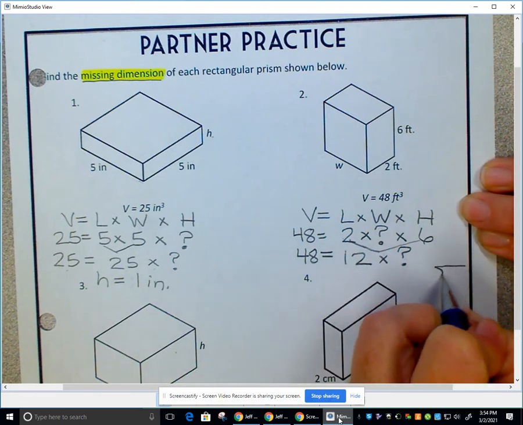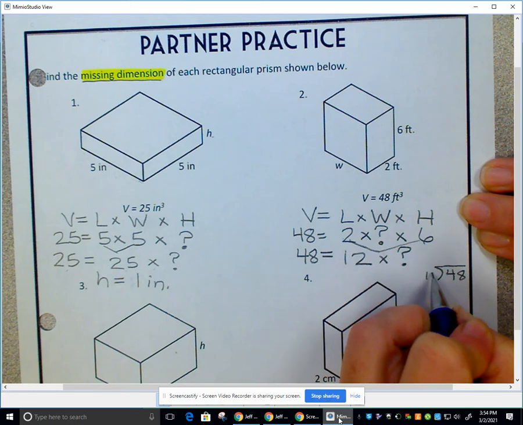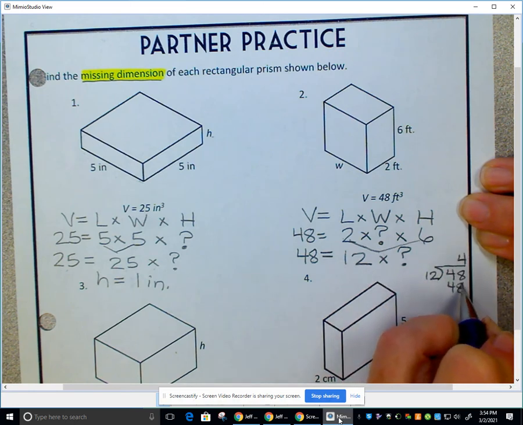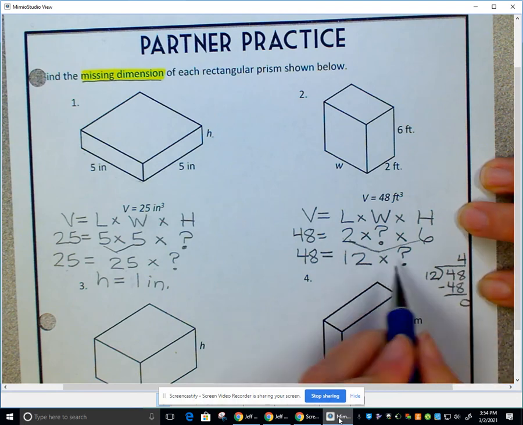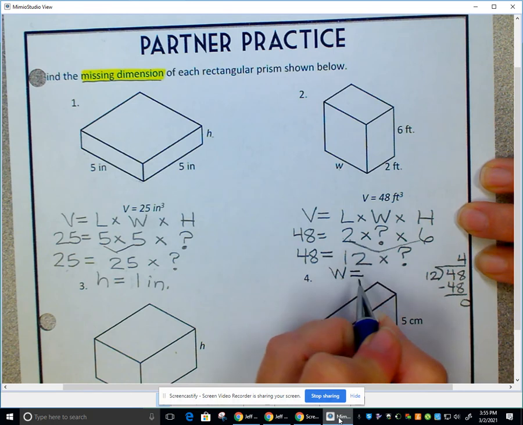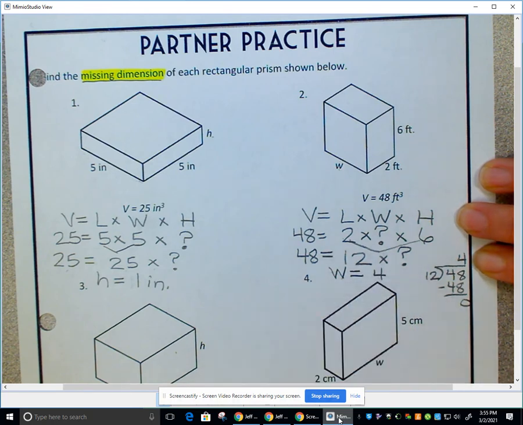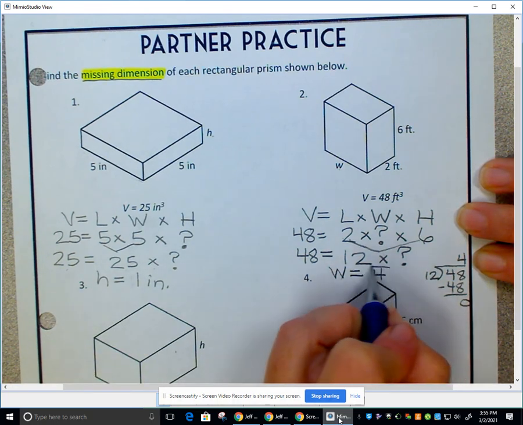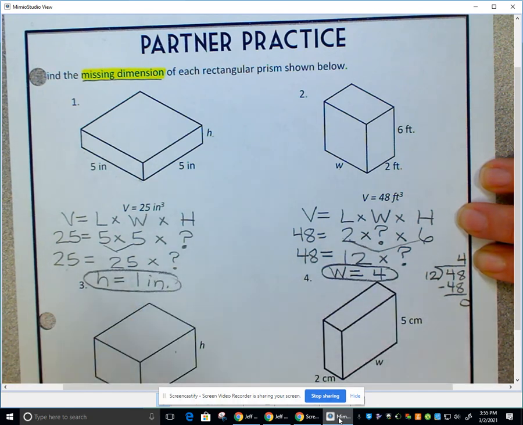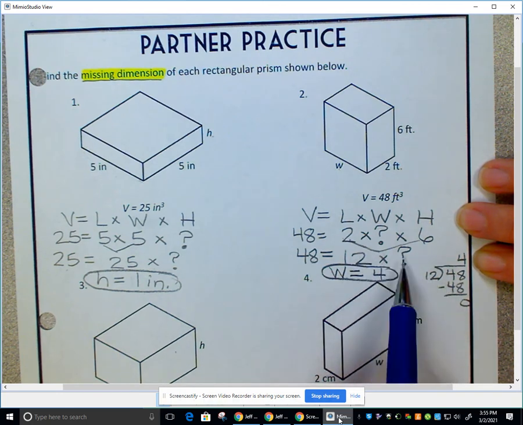And if you set that up right here, 12 will go into 48 4 times. 4 times 12 is 48, subtract 0. So my missing dimension, which is the width, I could say W equals 4. And I guess I should circle these answers. And you might have known that without having to divide, and I hope you did. 12 times some number equals 48.